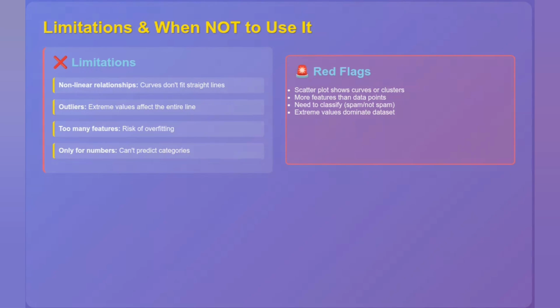Red flags to watch for. Your scatter plot looks curved or clustered. You have more features than data points. You need to classify things like spam or not spam, cat or dog. Extreme values dominate your dataset.